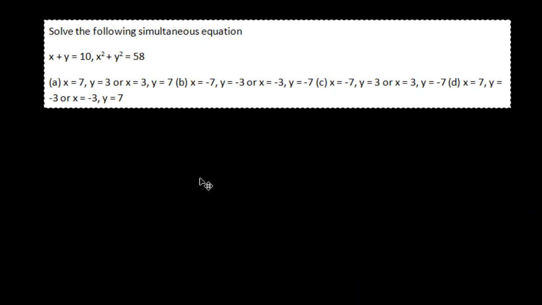So we've got this question. Solve the following simultaneous equations: x plus y equals to 10 and x squared plus y squared equals to 58.